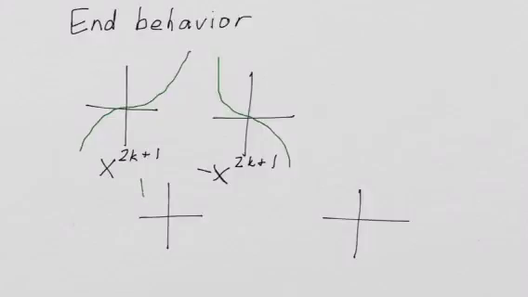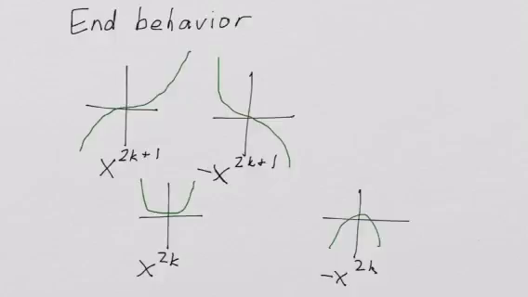Then we have the situation that's going up on both ends. So that's going to correspond to something like x to the 2k. And of course, if we put a negative sign in front of that, it flips it upside down. So that corresponds to x to the 2k with the minus sign in front of it.